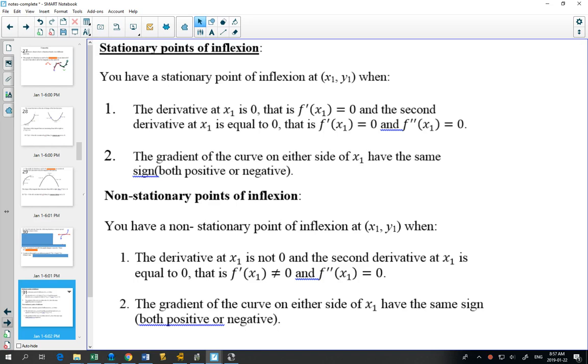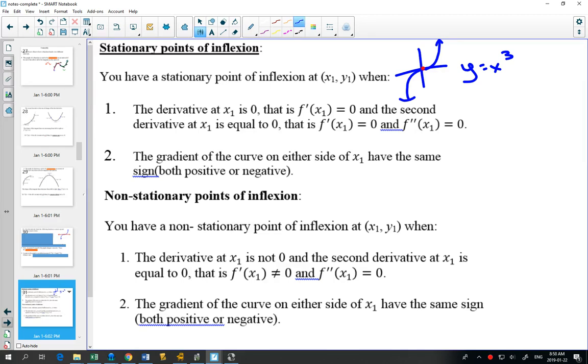Stationary points of inflection. Those are the points like in the x cubed graph. You have a stationary point of inflection where the derivative is 0. And I'll have this example off to the side. Okay, here's our x cubed graph. The x cubed graph has a stationary point of inflection at 0, 0.